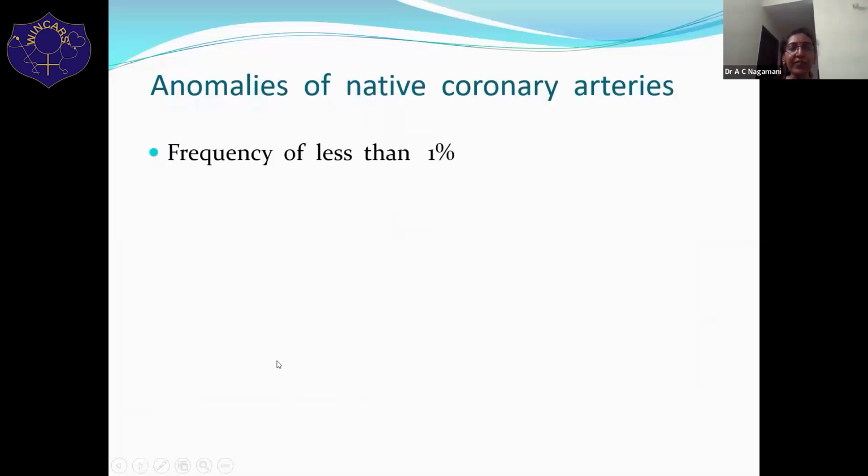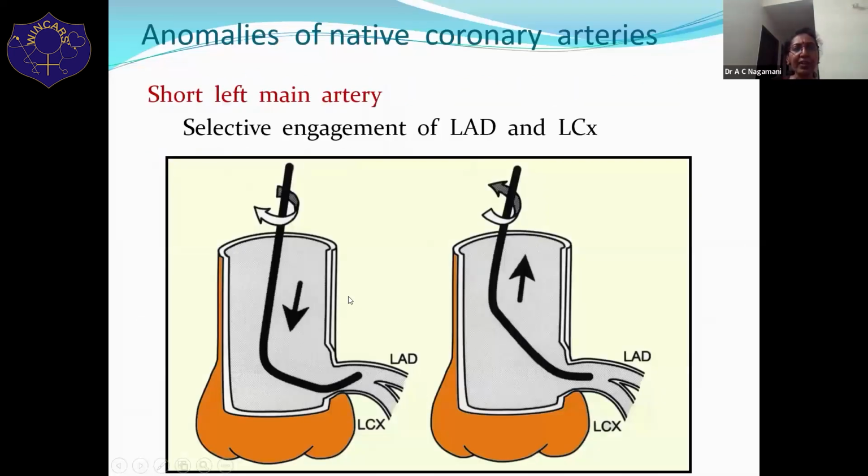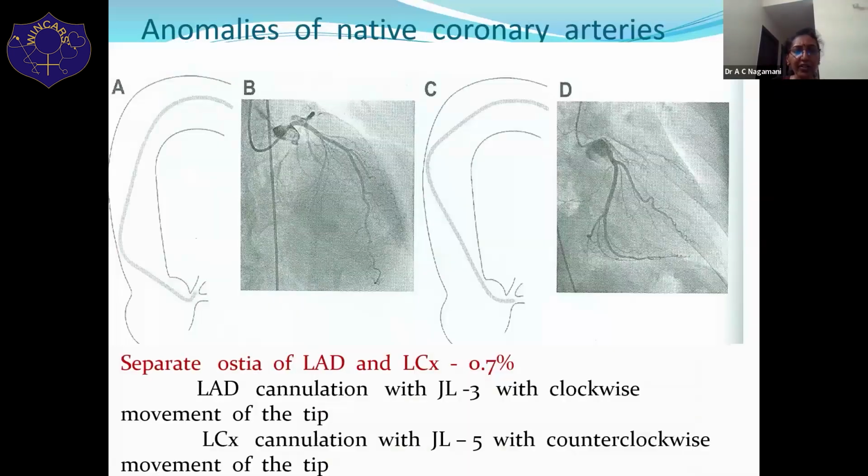Coming to the anomalies of native coronary arteries, frequency is less than 1%. The commonest would be, I wouldn't say the commonest, we tend to encounter short left mains where we struggle to selectively engage LAD and LCX. It can appear like separate ostia of LAD and LCX. When there is separate ostia, LAD cannulation can be tried with JL3 with clockwise movement of the tip. For LCX cannulation, you require JL5 with counterclockwise movement of the tip.